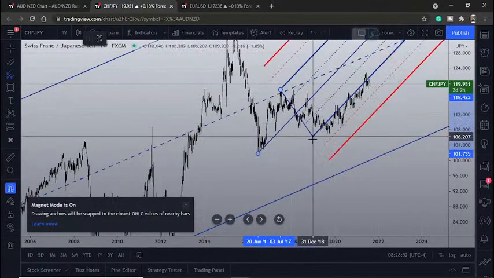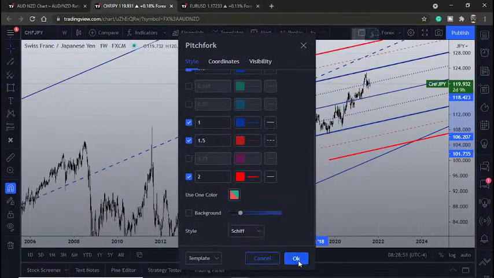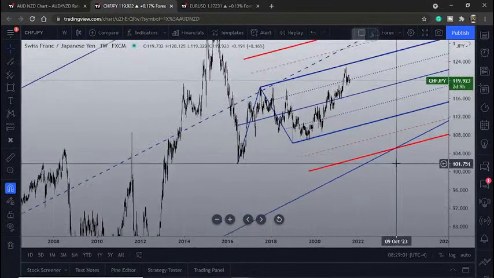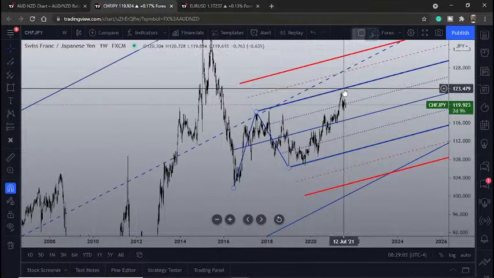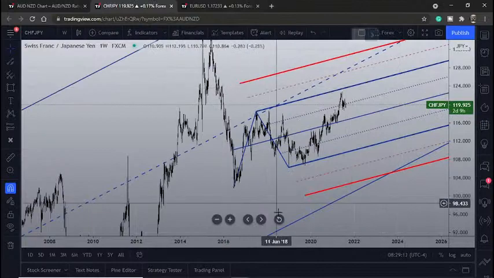Again, just a rough analysis. I like to use Swiss shift pitchforks, and you can see that shift pitchfork worked really well. We might still be heading into this upper line around about the 123.40, 123.60, 124 region.